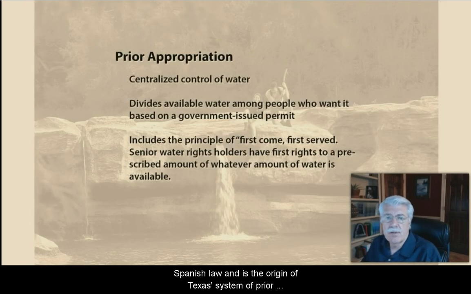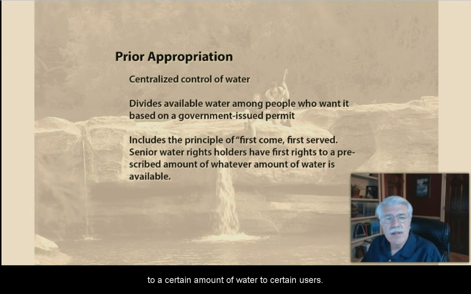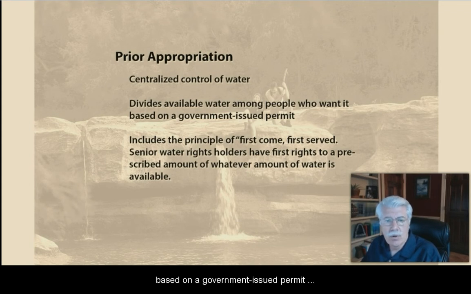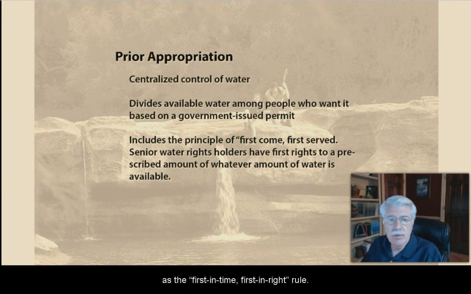This centralized control of water was generally based on Spanish law and is the origin of Texas's system of prior appropriation. Prior appropriation gives the right to a certain amount of water to certain users. It divides available water among people who want it based on a government-issued permit that includes the principles of first come, first served. Senior water rights holders have first rights to a prescribed amount of whatever amount of water is available. This is often also referred to as the first in time, first in right rule.